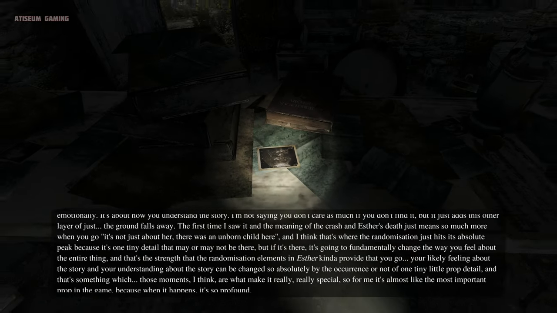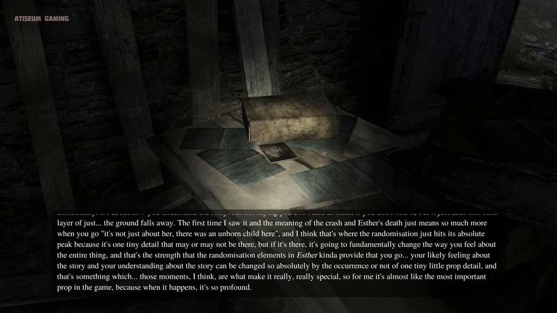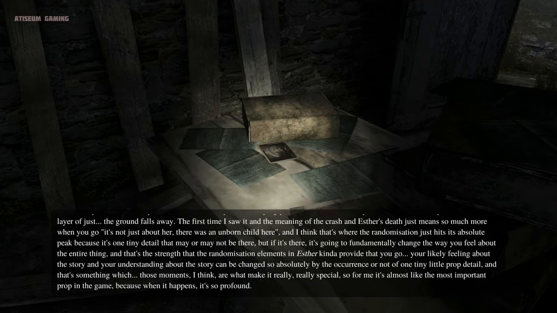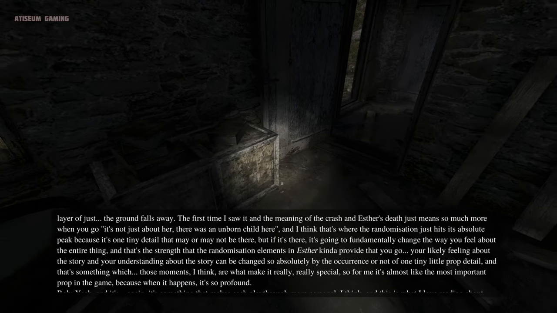And I think that's where the randomisation hits its absolute peak, because it's one tiny detail that may or may not be there. But if it's there, it's going to fundamentally change the way you feel about the entire thing.